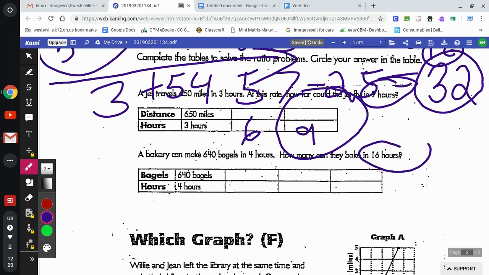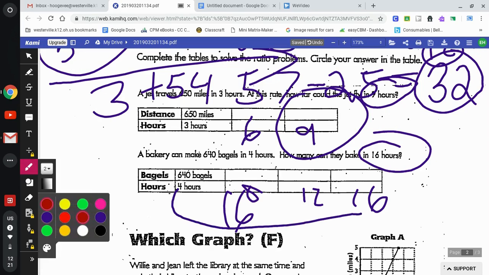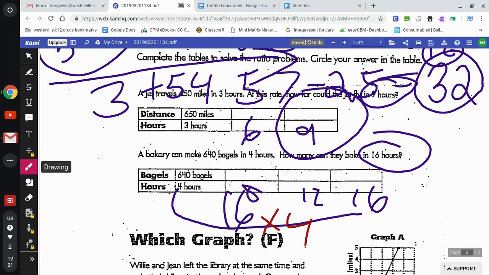Next one, they want you to find 16 hours. So you could have done 4, 8, 12, 16. Or you could just do 16 right away. It's up to you. If you like doing patterns, you're just going to do more work. We just want an answer. So, again, going back to the front, if I know 4 is here, how do I get to 16? You're going to multiply by 4. So what you do on the bottom, you do on the top. So you're going to do 640 times 4. And you're going to get 2,560 bagels. Hopefully you're hungry.